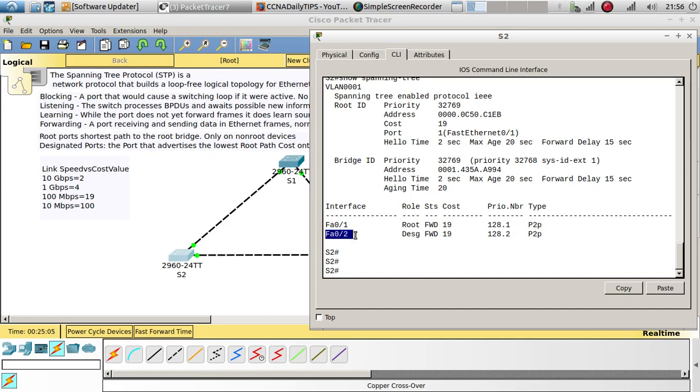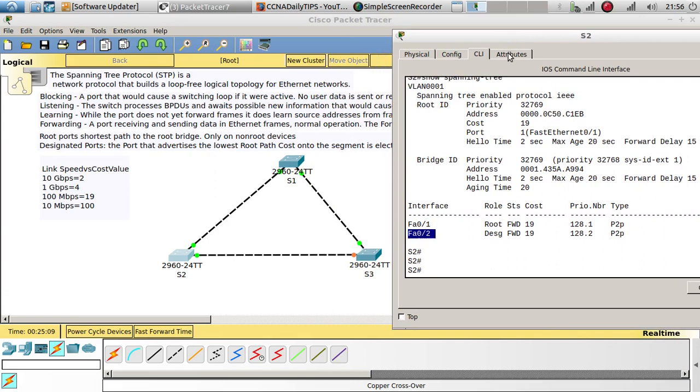And FastEthernet 0/2, which is this one over here, we can tell that it is in the designated state, and it is forwarding right now, and the cost for that is 19. But what happens if this one goes down? This one is going to become active, and it's actually going to become the root port, I believe. So let's go ahead and do that and see what happens.